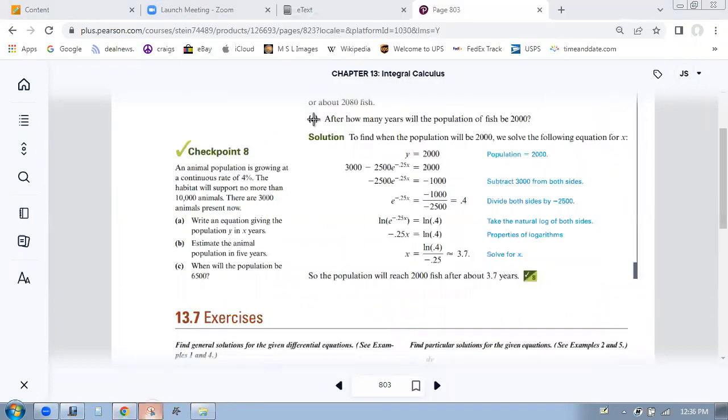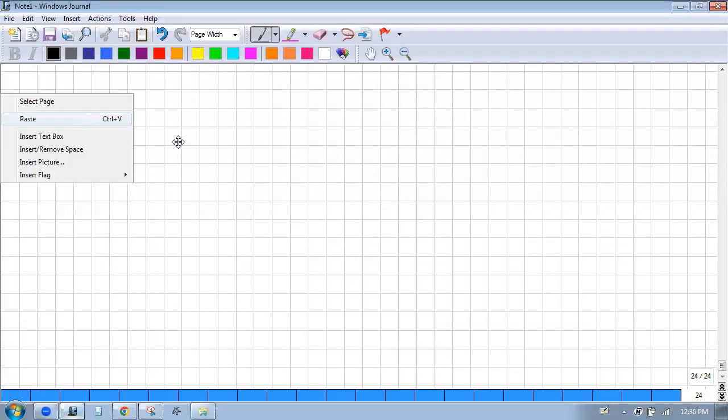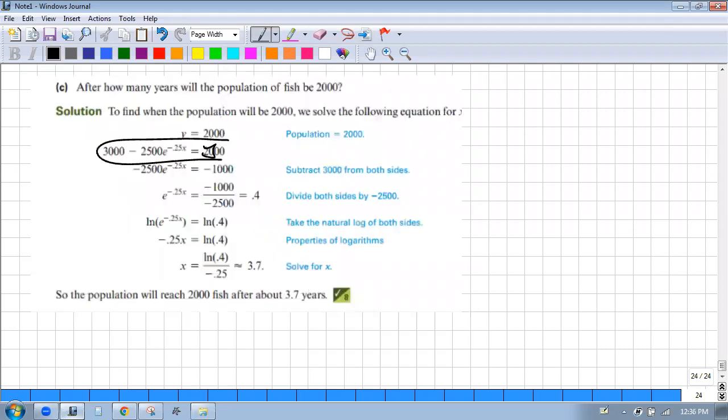And how many years will the population be 2000? Just like the other examples, we had our formula. Y equals that. Just replace Y with 2000, and then you want to solve for X. So move the 3000 over, divide by the 2500, do the natural log of both sides, divide by the 0.25, and you get approximately 3.7 years.